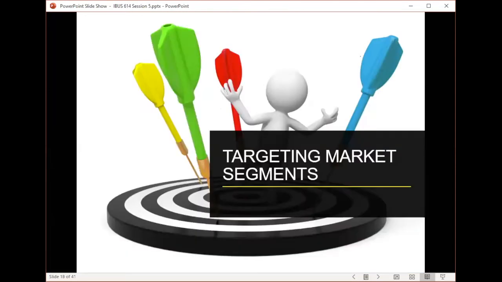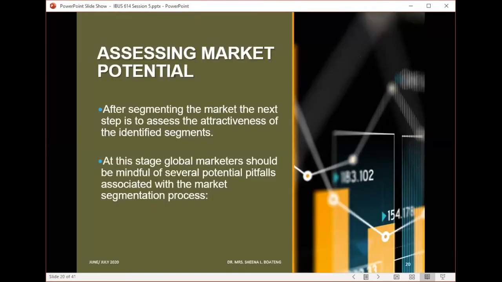Okay. So the second level of the STP process is the targeting stage, which follows directly from the segmentation stage. And under targeting, market segments is basically about assessing the market potential of the different segments that you came up with. Remember, in the segmentation section, we were exposed to different segmentation criteria that helped us to be able to divide the market into segments.